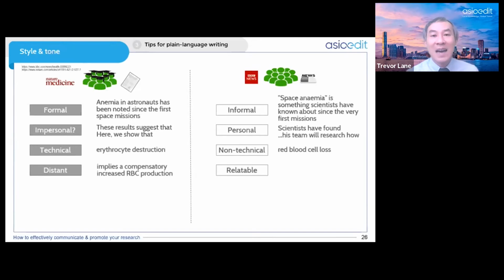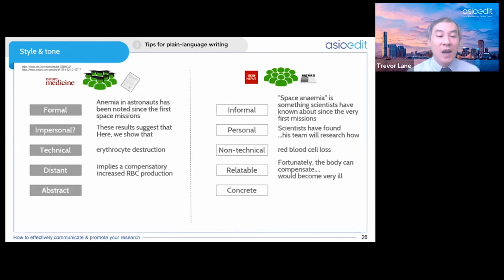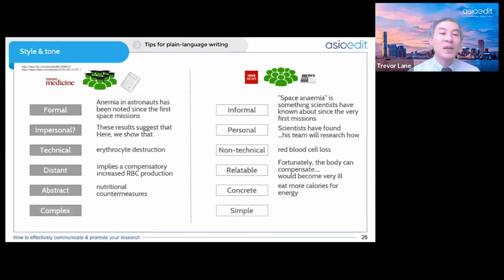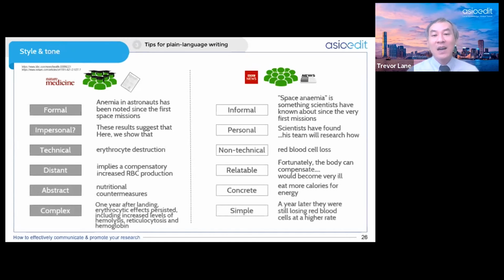Very long words, lots of nouns. Relatable is using everyday words. Fortunately, so a little bit of emotion too. Fortunately, the body can compensate, otherwise you'd become very ill. So very easy to understand language. It's more abstract in academic work, nutritional countermeasures, whereas concrete, definite wording in the news, eat more calories for energy. Complex version is this very long version, but the simple version is a year later, they were still losing red blood cells at a higher rate. So that summarized all of that complex sentence in an approachable way.